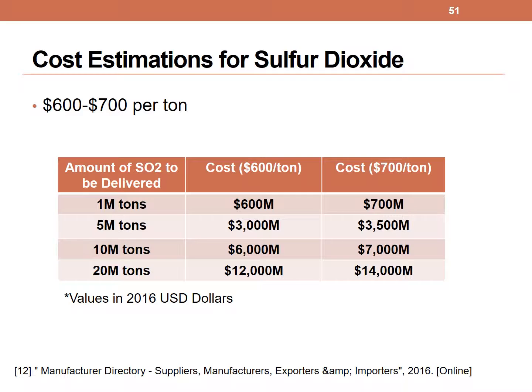What you can see are the cost estimations for sulfur dioxide. Each ton is approximately $600 to $700. These are using triangular costs, and these values again are in 2016 dollars.